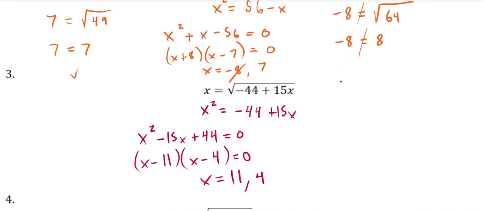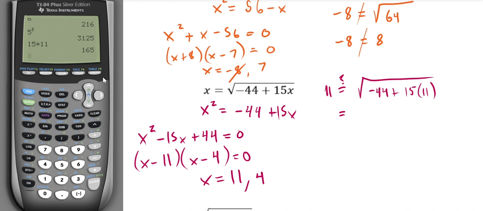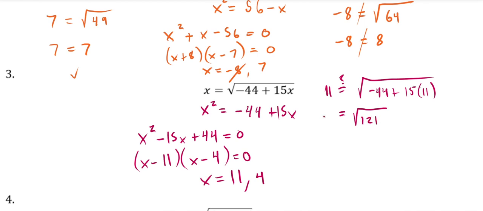Let's test these solutions in our equation. Is 11 equal to the square root of minus 44 plus 15 times 11? Well, 15 times 11 is 165, and subtracting 44 from that, I get 121. And indeed, 11 is the square root of 121, because 11 times 11 is 121. So that solution worked. What about 4?